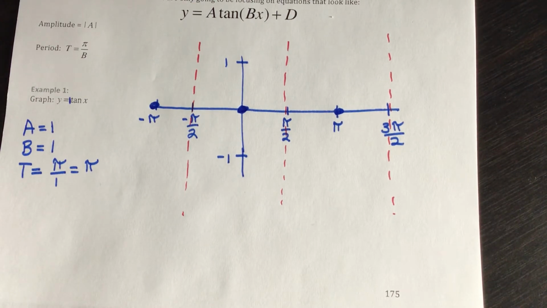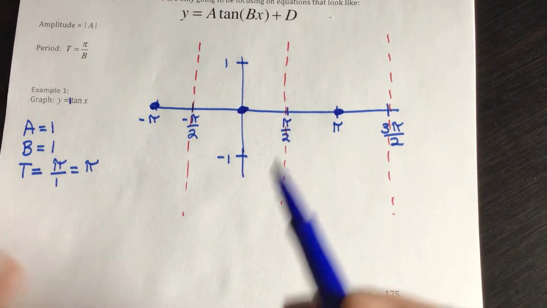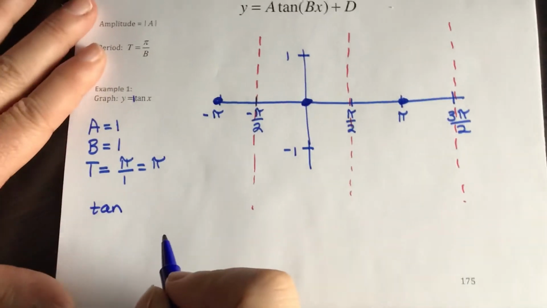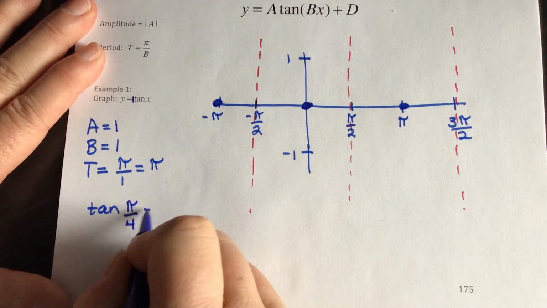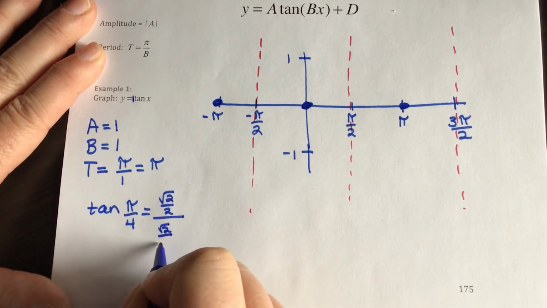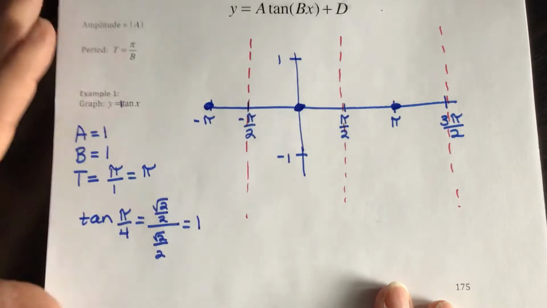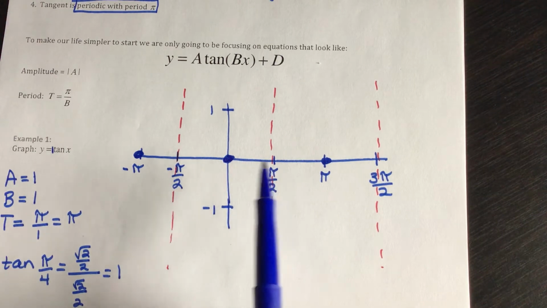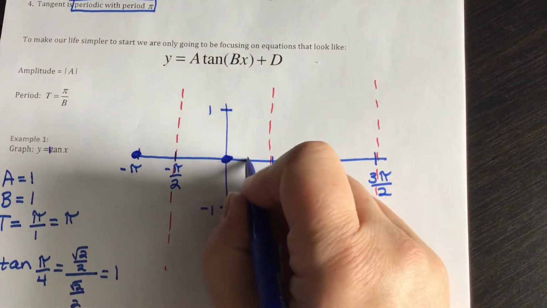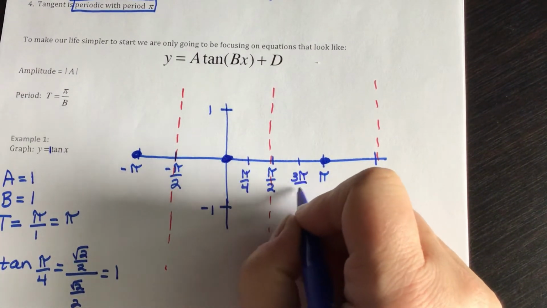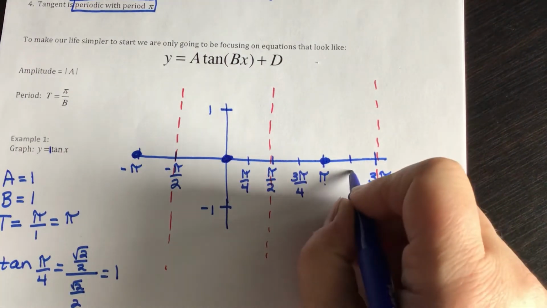Now, another thing that we know with tangent is at 45 degrees, or pi over 4, put that here, we're going to get the square root of 2 over 2 over the square root of 2 over 2, which is 1. I still need my 5 points in between for one period, so I'm going to say this is pi over 4, this is 3 pi over 4, 4 pi over 4, this is 5 pi over 4.